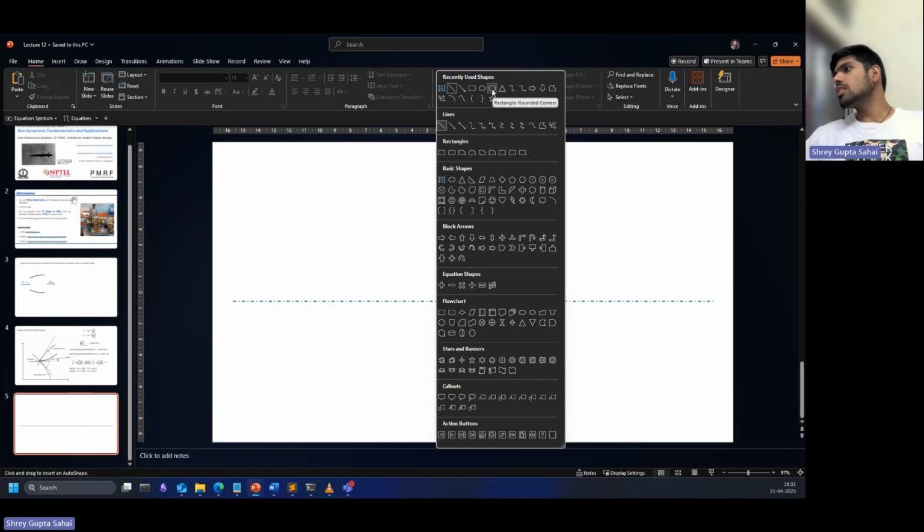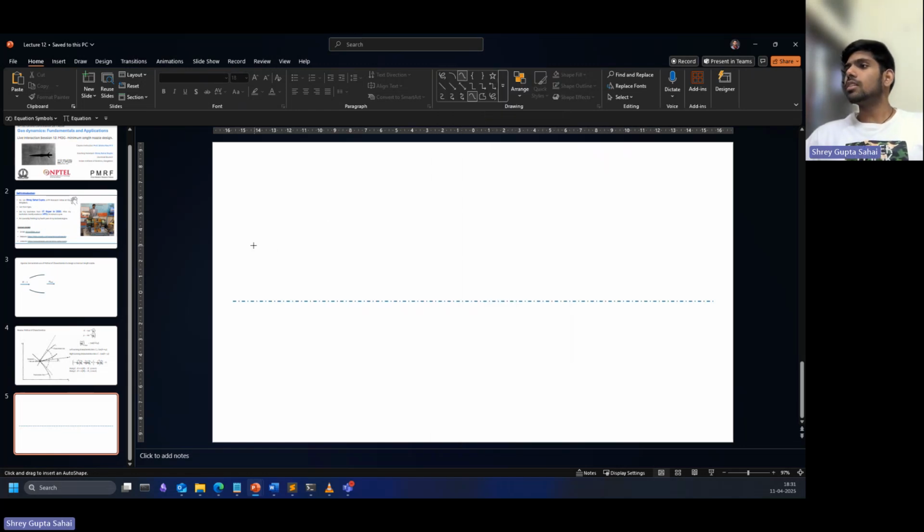So let's look at it. Right. Let's say this is the throat, and then you simply create a sharp nozzle corner. That is what I wanted to.